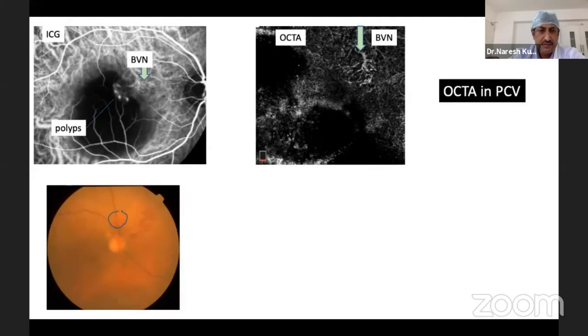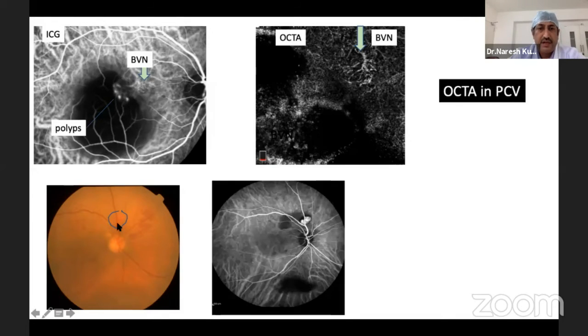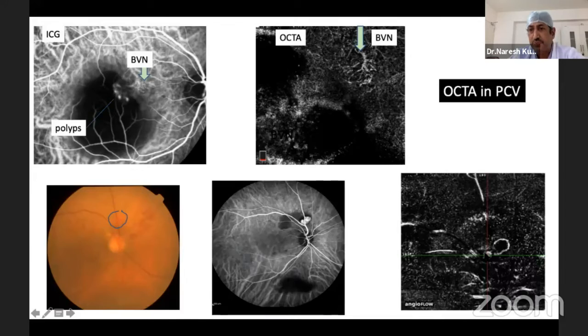In this case, you can see in the fundus photograph, there's a subretinal nodule here, and ICG picks the polyps very well. And the OCTA also is picking it up. Sometimes the polyps could be hyporeflective, or the inside could be dark with surrounding peripheral hyperfluorescence. And the BVN also is seen here.